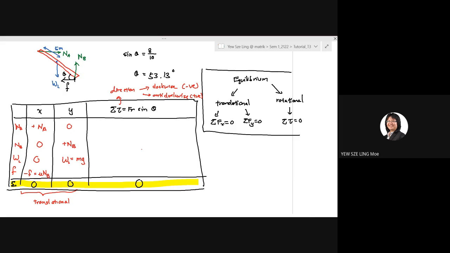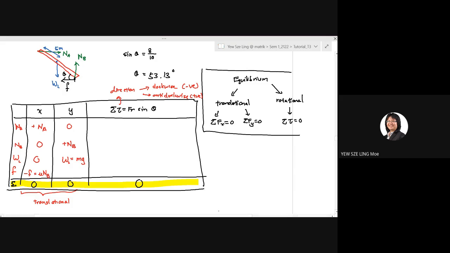Let's see what I am going to do for the torque. All right, so let me change the color first. So torque equals F r sine theta. So when it comes to F r sine theta, what should we do? Now, you need to choose a point first. You need to choose a rotation axis. But how to choose the rotation axis? Now this question doesn't give you the pivot point.